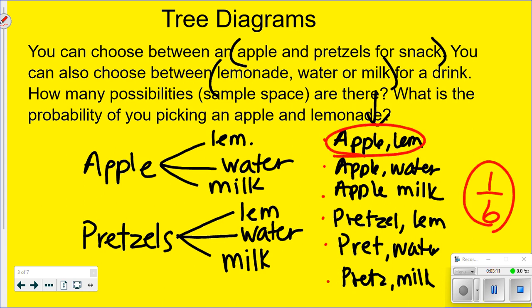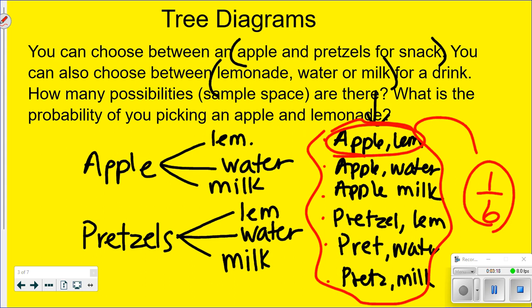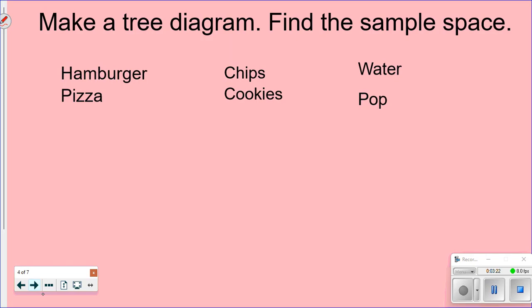So this is my sample space. When they ask for sample space, you need to have an actual visual of what you can have. And then sometimes they might ask you for the probability of something in your sample space. So let's try another one. This is make a tree diagram and find the sample space. So I'll do this one with you too, because sometimes when we have 3 possibilities, it gets a little trickier.